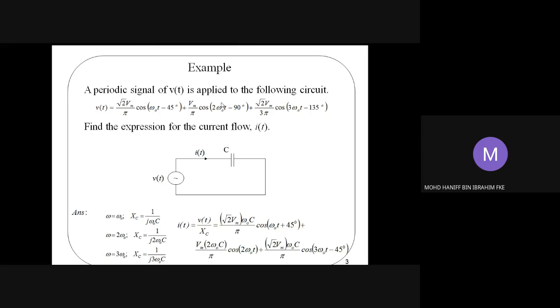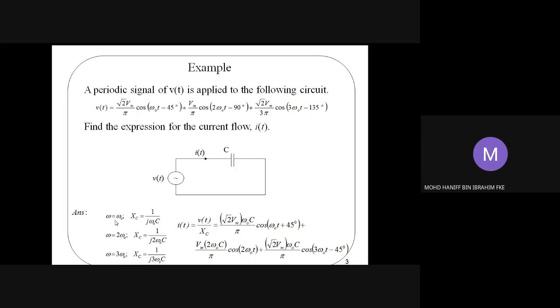Okay, so this is where you have to adopt the steps that have been taught in the previous slide. Number 1, what you have to do is find out what is the response with regard to each frequency component. That should be the first one. So based on this, we know that we have 3 frequency values, right? Omega naught, 2 omega naught, and 3 omega naught.